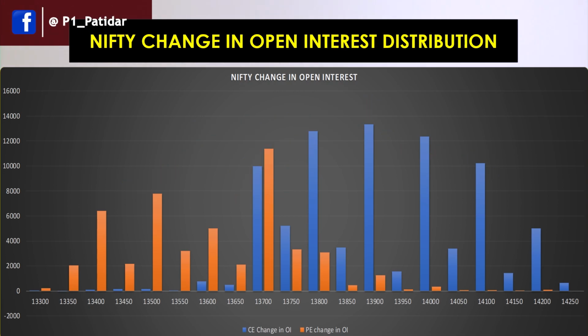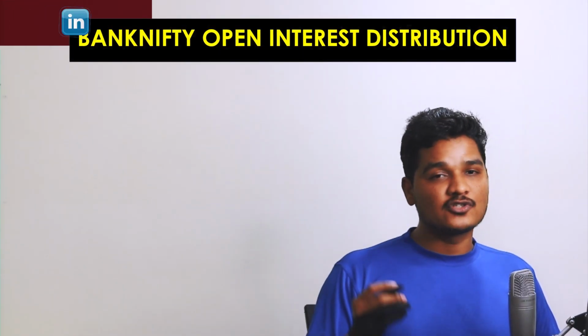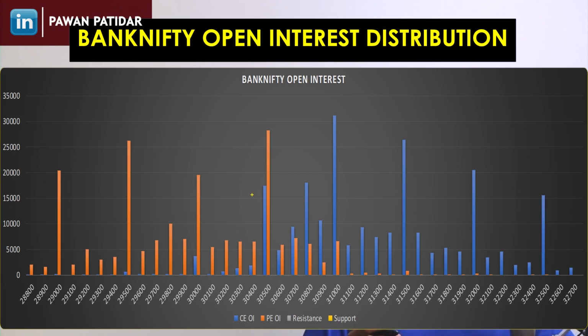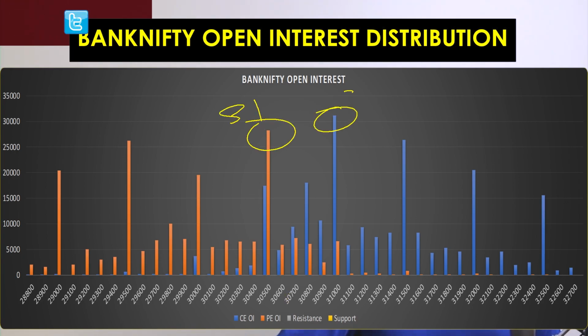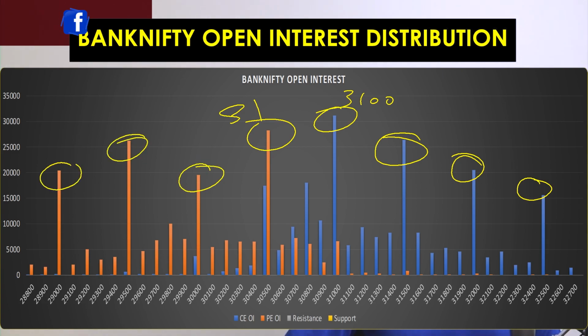Now let's move to the next and do the Bank Nifty open interest distribution analysis, and we'll be finding out support and resistance based on this analysis alone. Support is at 30,500 and resistance is at 31,000. If you see here, people on the call side and people on the put side, the open interest build-up is happening on both sides, but the majority of the open interest build-up is happening on the call side.